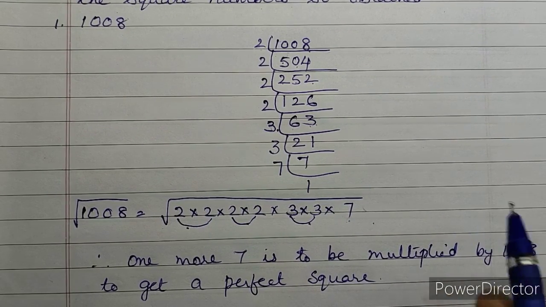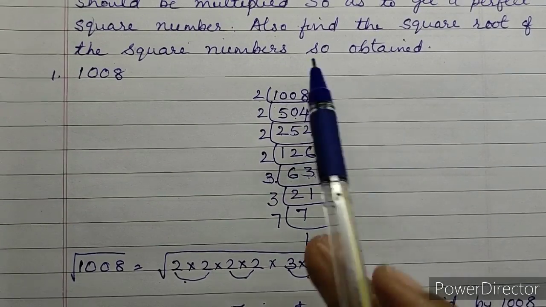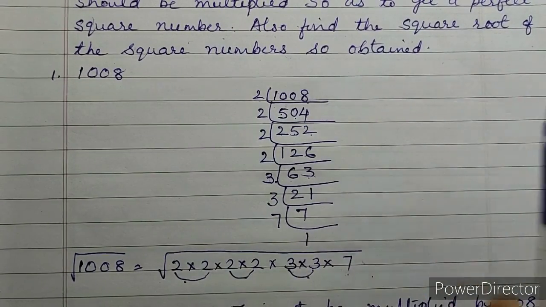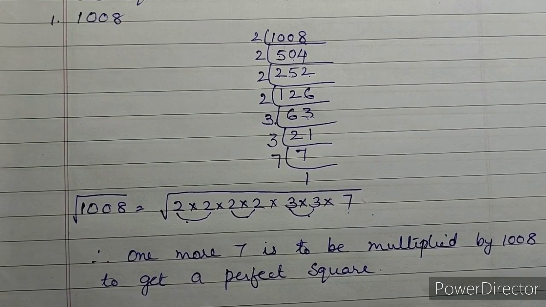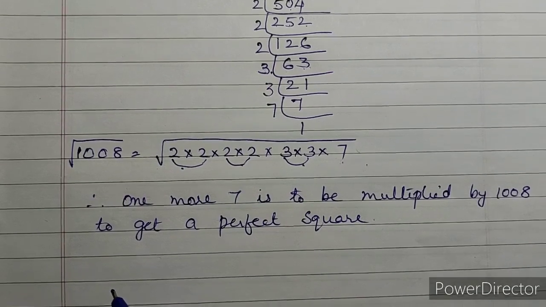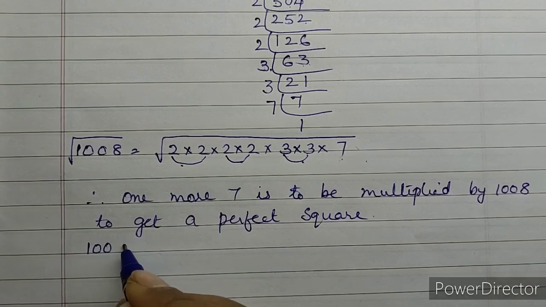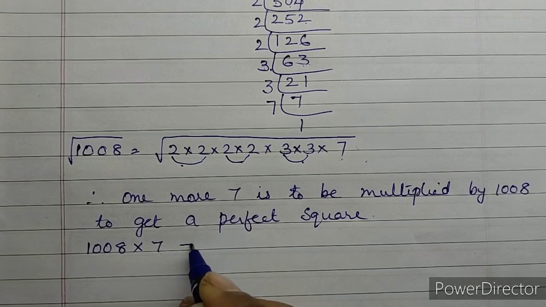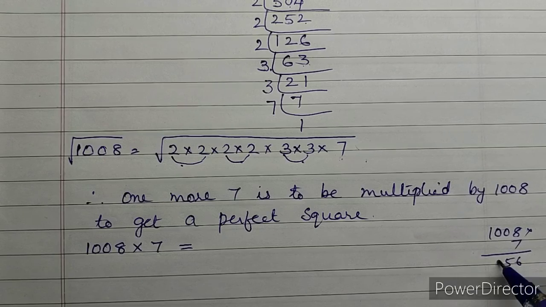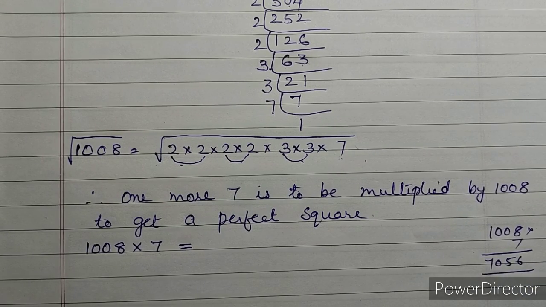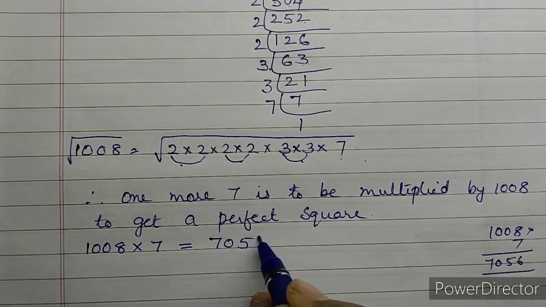So this is the answer to the first question. Second, one more question is there: also find the square root of the square number so obtained. So you have to find the square root of the number so obtained. 1008 into 7, what will be the new number? 1008 into 7 is 7056. So this is the new number.